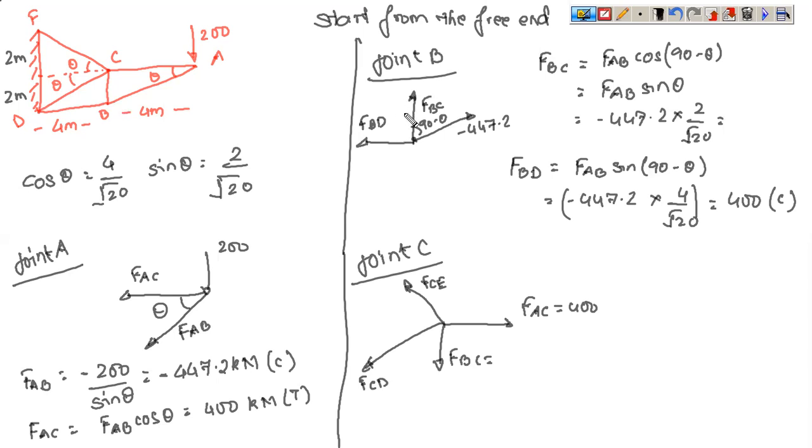So if you go for joint B, again, this is the free body diagram. If this is theta, obviously this angle is 90 minus theta. So FBC is equal to FAB cos 90 minus theta. Cos 90 minus theta is sin theta. We are resolving it vertically. So this is minus 447, because this is the value that we have got earlier. We are using the values as it is.